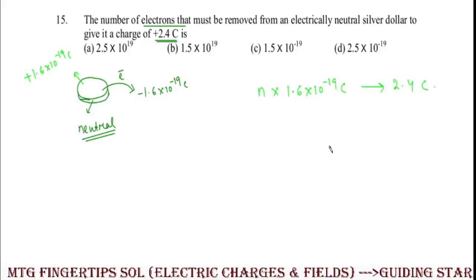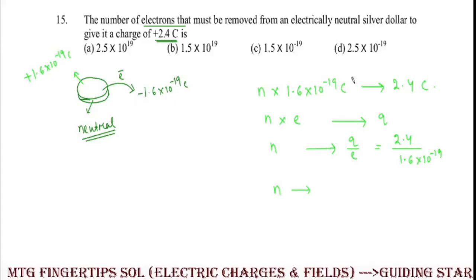So here, what can we do? In this particular case we have used the concept of quantization of charge. That means n into e, and that is nothing but the total charge. So Q is equal to n e. That means the value of n will be Q upon e. So that value will be 2.4 divided by 1.6 into 10 to the power minus 19. So the value of n will come out to be how much?